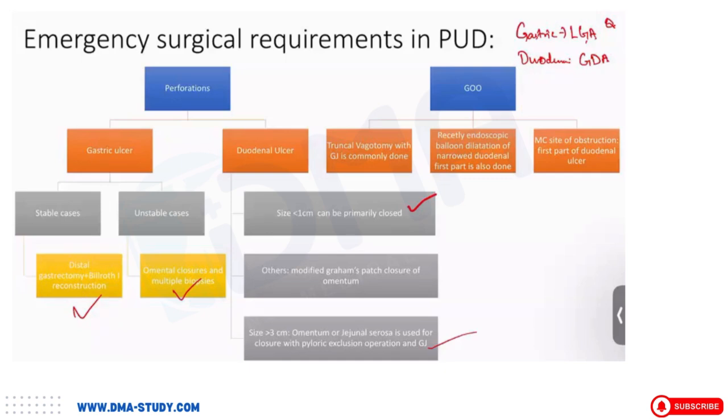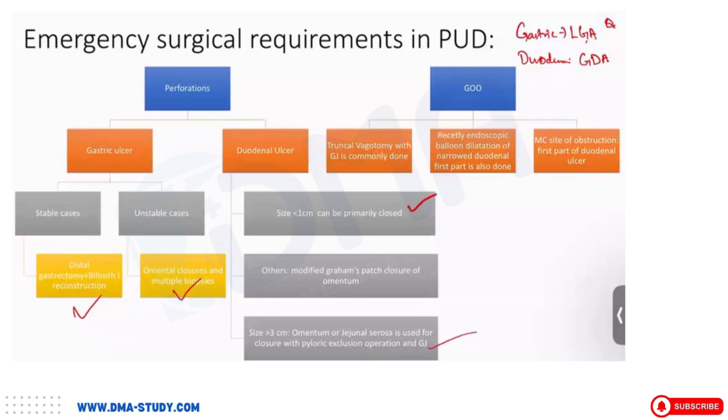So perforation, gastric and duodenal. Stable patient, gastric ulcer: distal gastrectomy plus Billroth 1. Unstable cases: omental closure. Duodenal, less than 1 centimeter: primary closure along with Graham's patch. More than 3 centimeter: omentum or jejunal serosa is used for closure. While for GU, truncal vagotomy will be used.